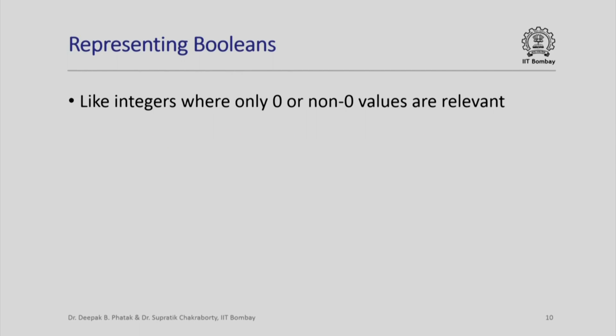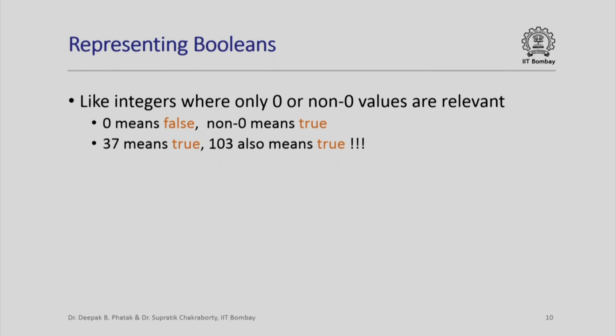Now, how do we represent Booleans inside a computer? Booleans are just like integers where we are only interested in whether they have the value 0 or non-zero. So if it has the value 0, we say that the Boolean has the value false. If it has a non-zero value, we say that it is a true value. Thus 37 could mean true and also 103 could mean true. Any non-zero value would mean true.